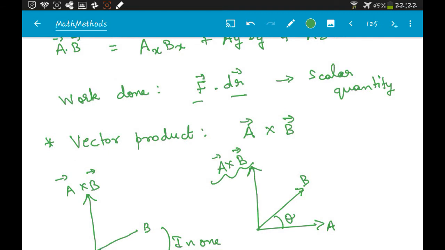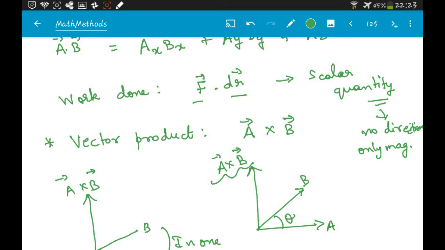One important distinction is that when you do a scalar product, you are going to get a scalar quantity. A scalar quantity means it has no direction, only magnitude. But when you take a cross product of two vectors A and B, you are going to get another vector.